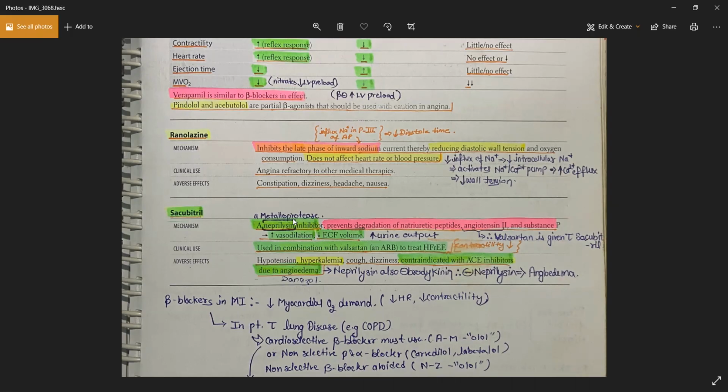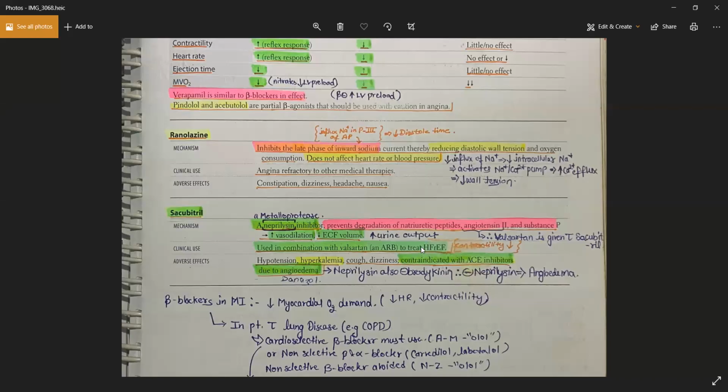Okay, very important. And please note that ACE inhibitors are contraindicated with this neprilysin inhibitor because neprilysin is also involved in bradykinin degradation. So if you give ACE inhibitors along with the neprilysin inhibitor, it can further raise the level of bradykinin, which can cause angioedema. So you do not use the ACE inhibitors, but you use the ARBs, the angiotensin receptor blockers, along with the neprilysin inhibitor. Combination therapy is given to treat heart failure and other conditions.